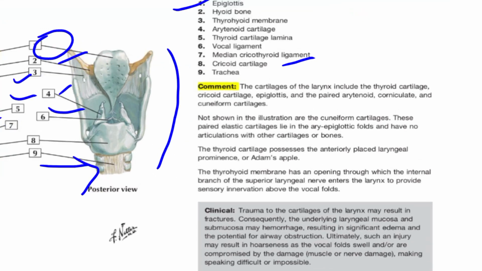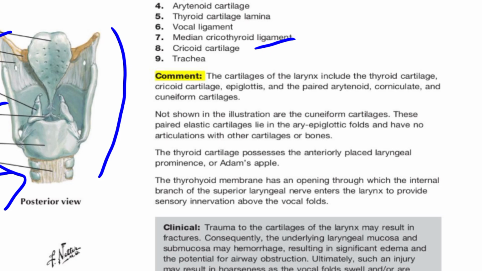Next we will discuss the anatomy. The cartilages of the larynx include the thyroid cartilage, cricoid cartilage, epiglottis, arytenoid, corniculate and cuneiform cartilage. These all are the cartilages of the larynx. Not shown in the illustration, the cuneiform cartilage is not shown.